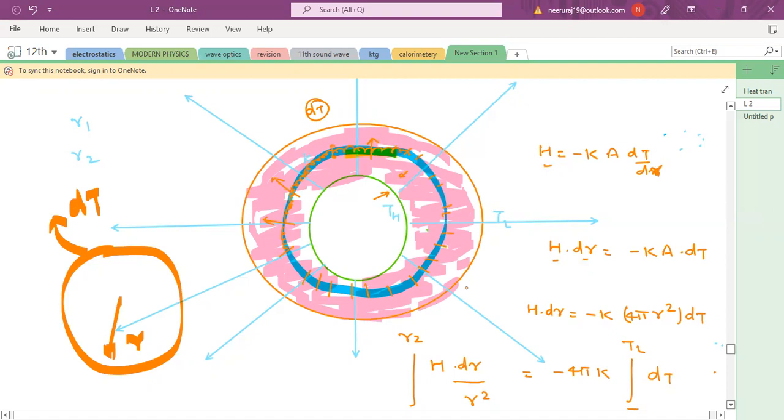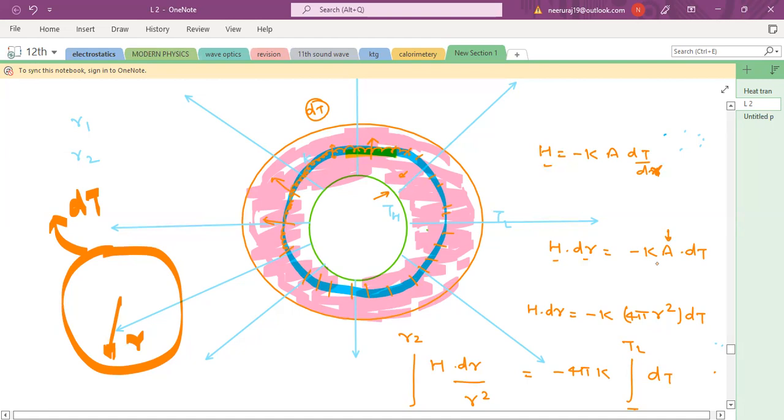So this is the formula: H equals minus K dT by dr for this part. This is a sphere which has a thickness of dr and temperature difference dT across it. Now H is constant throughout the complete sphere. Taking H this way, H into dr equals K times A, where A is the area of cross section perpendicular to the heat current. So the area of that sphere becomes 4 pi r square, into dT.